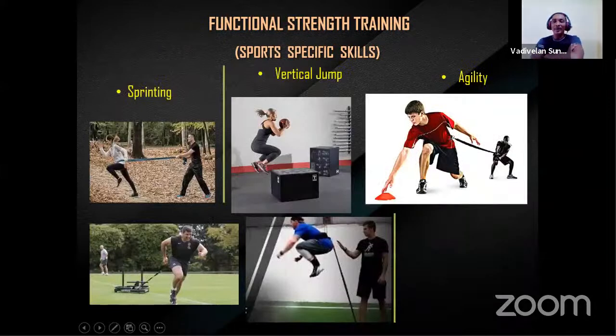So we have components in sports. For example, sprinting is one component, vertical jump is one component, and agility is one component. We can divide these components, train each component and improve it. We can progress the athlete in these components, which influences sports performance. So if you have good sprinting capability, good vertical jump capability and good agility, this will reflect on your sports.